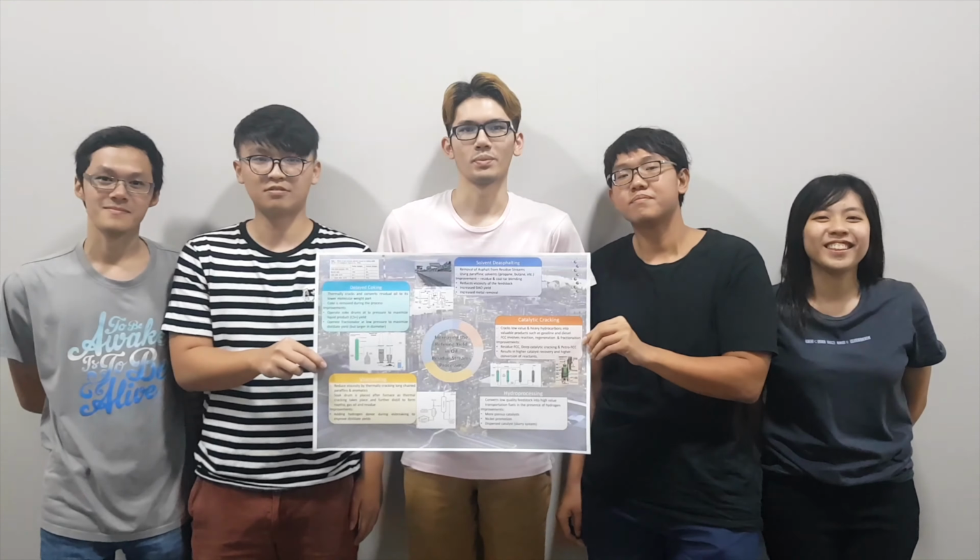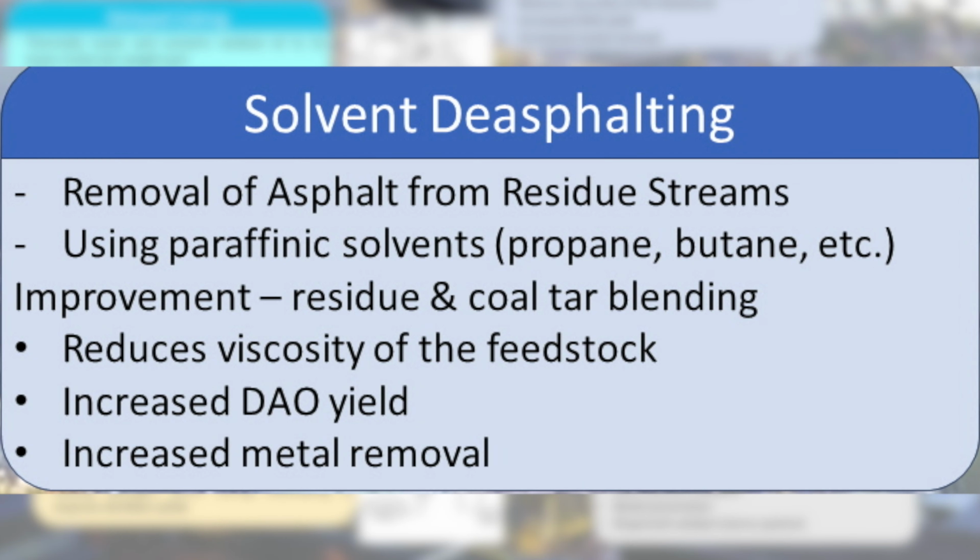Hi, my name is Rowan, and today I'll be discussing the solvent deasphalting process to improve the yield of vacuum residue processing. Solvent deasphalting is a process where asphalt is separated from the vacuum residue, yielding deasphalted oil, or DAO for short, which can then be subsequently sent to following processing units.